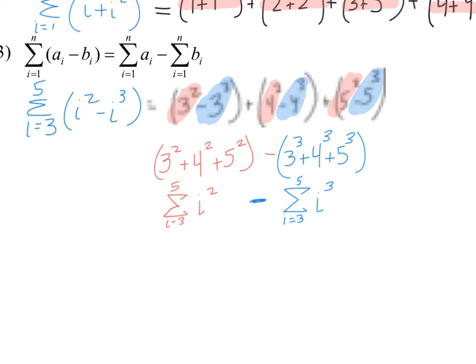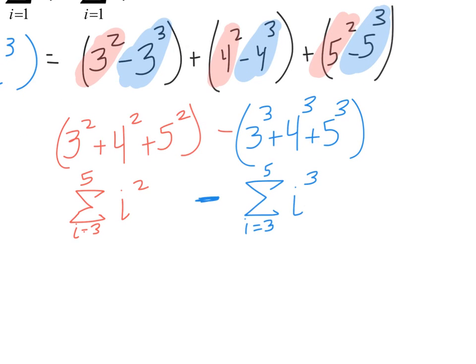All right, so I rewrote my difference summation here as 3 squared minus 3 cubed plus 4 squared minus 4 cubed plus 5 squared minus 5 cubed. Now, what I ended up doing there was summing all the positive terms together here in red, 3 squared plus 4 squared plus 5 squared, and then factored out a negative from each of the negative terms and created a summation inside the blue parentheses.